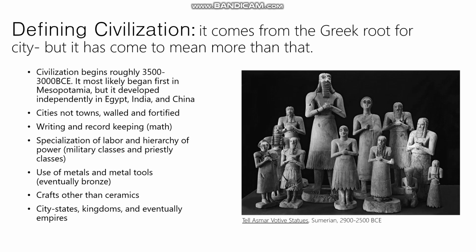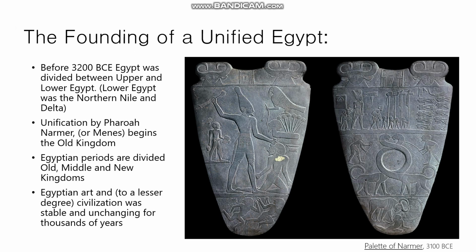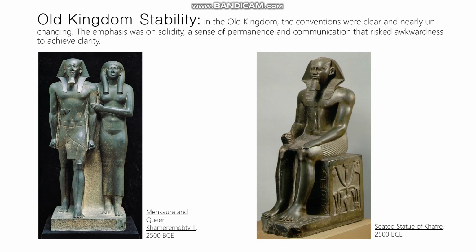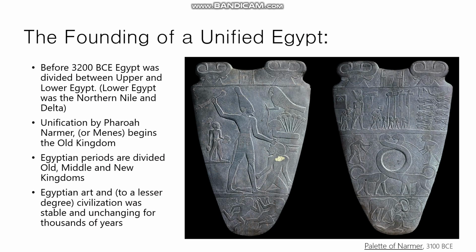And in terms of government organization, we see city-states and kingdoms, and eventually we'll see empires. So we're going to talk about ancient Egypt first, just to show you some of what we're going to see. We're going to start with the Palette of Narmer, which is a pretty important piece, and I'm going to talk about the Palette of Narmer numerous times for a number of reasons.